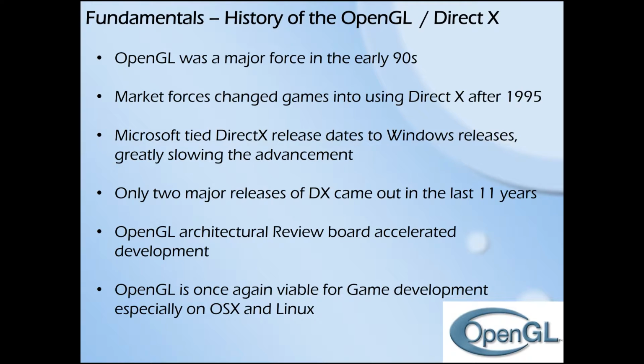But anyway, Microsoft eventually tied DirectX to the releases in Windows, which also stifled its ability to update quickly. I'd say there's been at least 4 major releases of DirectX. Now, the great thing about the OpenGL system is the fact that they actually have an architectural review board that allows them to accelerate development and create new things. And really, OpenGL is doing a lot better than it was before, and it has a wonderful life on the Mac and Linux side of things.